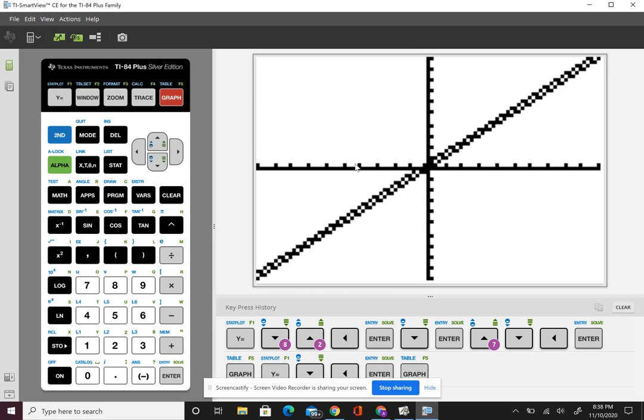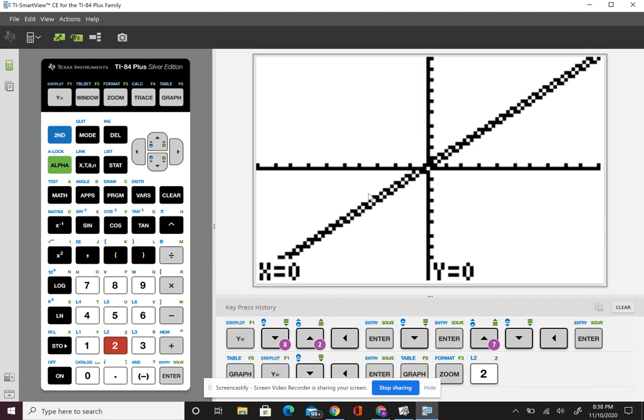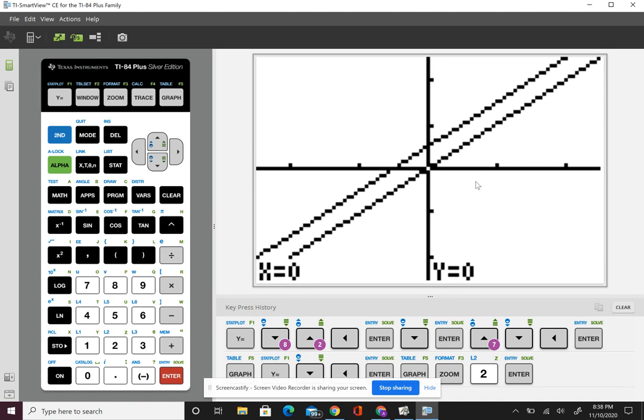And we're going to look at it. This graph, you can't see it very well because of the window that I have here. So I'm going to go ahead and zoom in, number 2. And I'm going to zoom in from the center point there. So now I'm zoomed in. You can see this a little bit better.